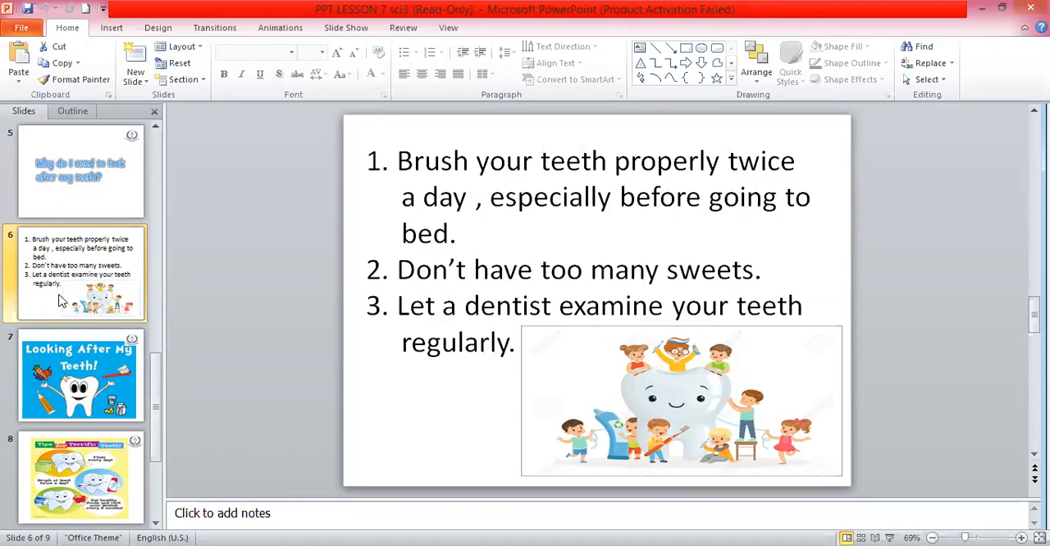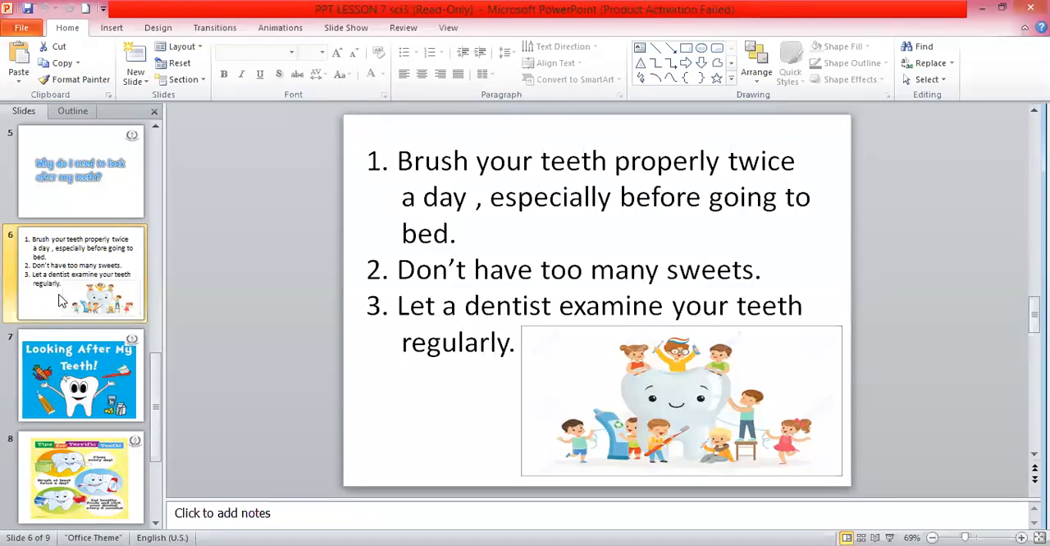Then don't have too many sweets. Yes. Even if you are taking some of those, after eating them, you must quickly rinse your mouth. Because the sugars in those sweets are going to harm your teeth. They're not going to let you have healthy teeth.